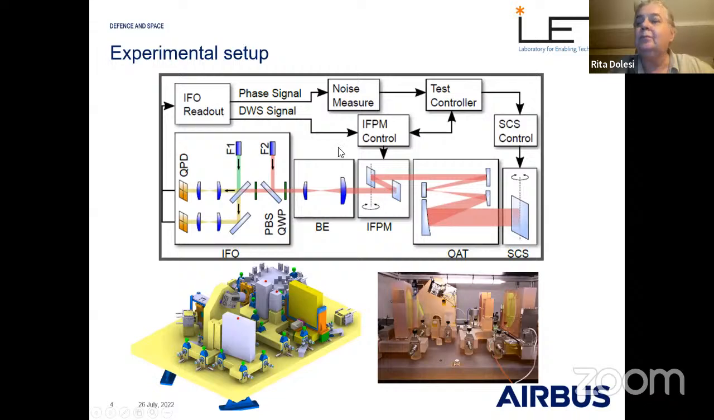Now we are using the interferometer readout to derive, for example, our differential wavefront sensing signal, which we can use for controlling the mechanical angle of the in-field pointing mechanism, thereby performing the pointing. We can also, for example, apply a command to the spacecraft simulator in order to simulate an orbit of the distant spacecraft, to reenact the motion of the distant spacecraft.